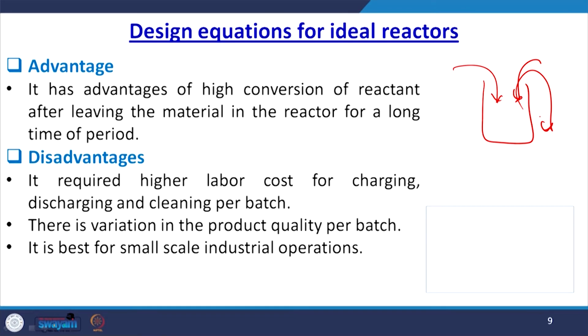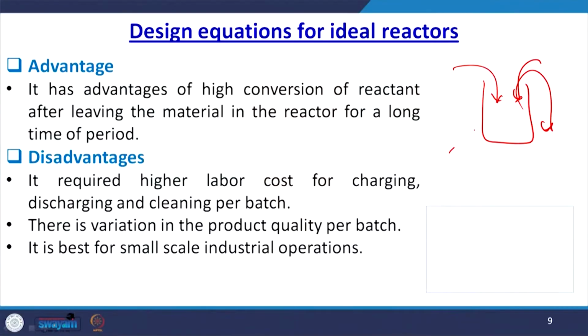There is a variation in product quality per batch, and sometimes there may be a chance of formation of stagnant zones within the reactor mass. That is why it is best suited for small scale industrial operation. Now let us have a look at the design equation for batch reactors.